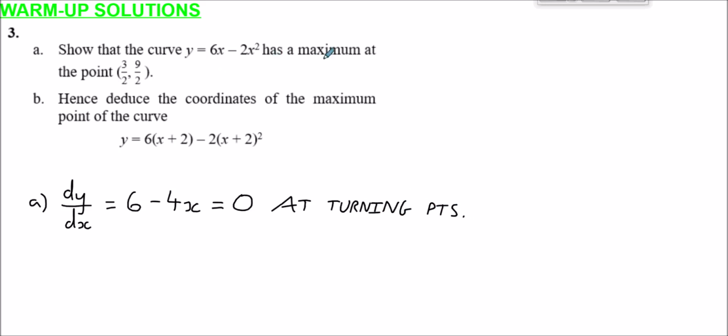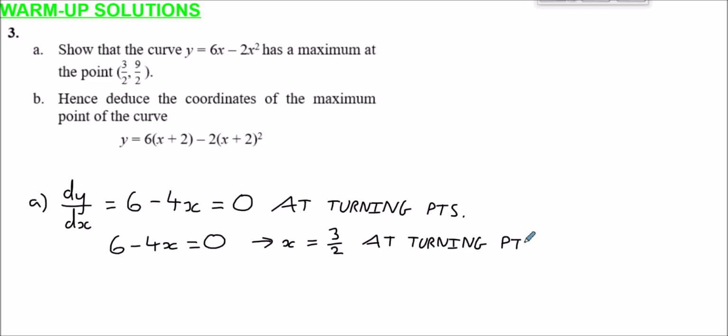Because a maximum or a minimum is a turning point, we can set this equal to 0 now and solve for when this is equal to 0. It's not too hard to solve this equation at all. This is going to be equal to 0 when x is 3/2. So x is going to be 3/2 at the turning point. PT just means point, I'm just being lazy here.